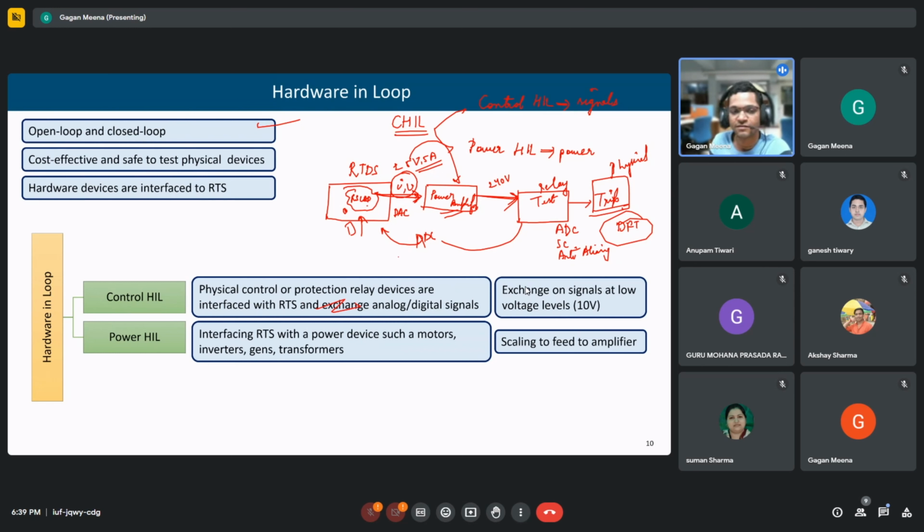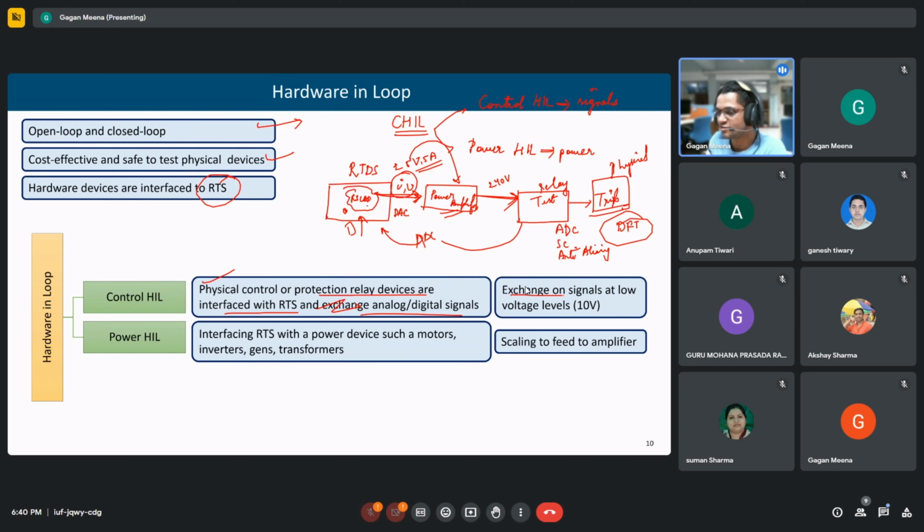So this is control hardware in loop. So here we can see open loop and closed loop. Why do we use this hardware in loop test? Because it is cost effective and safe to test physical devices, and hardware devices are interfaced to the real time simulator. So in control hardware in loop, we have discussed the physical controller, protection relay devices interfaced with the real time simulator, exchanging analog and digital signals. If there is a bidirectional flow of signals, then it is closed loop. If it is unidirectional, then it is open loop.